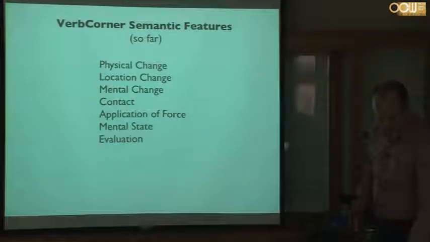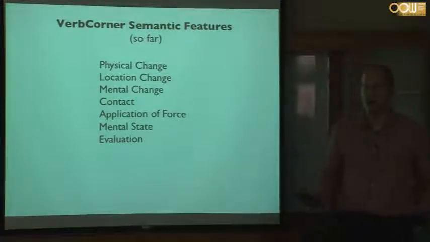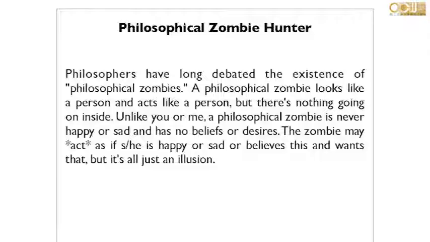Yeah, just skip this. So we have a bunch of different things that we're testing, all in similar ways. They're these funny stories that highlight a particular semantic feature. So here's the philosophical zombie hunter, which is the one that we use for testing mental state. Philosophers have long debated the existence of philosophical zombies. A philosophical zombie, and this is actually true, if you read philosophy, there is this long discussion of philosophical zombies. A philosophical zombie looks like a person, acts like a person, but there's nothing going on inside.